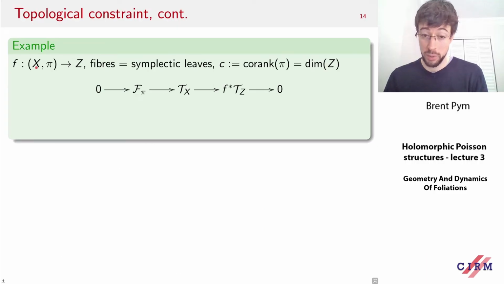So now, whenever we have a fibration, there's the standard exact sequence for the tangent bundle. A tangent vector on X can be projected to a tangent vector on Z using the differential of F. And the kernel of that map is the tangent space to the fibers. Well, the fibers are exactly the symplectic leaves. So their tangent space is exactly this subbundle in the tangent bundle, which is given by the span of the Hamiltonian vector fields. So it's the tangent bundle of the symplectic leaves.